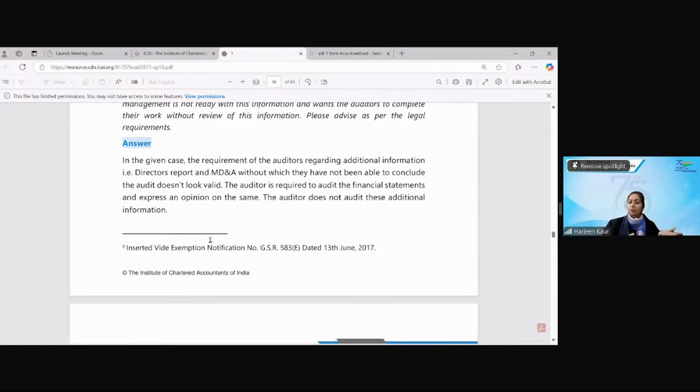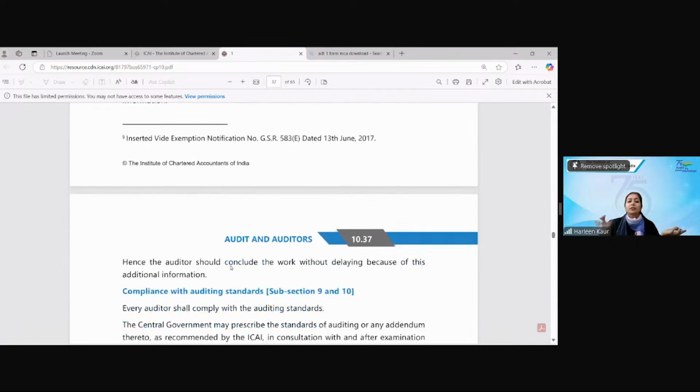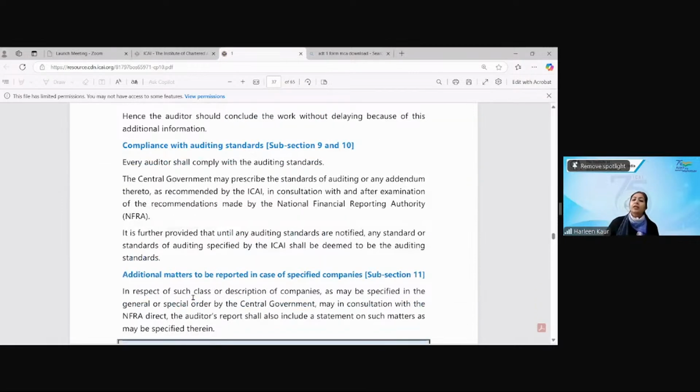Auditor's duty is to express an opinion on the financial statement. He does not audit this additional information, so he can leave this as a disclaimer in his audit report that this information was not given to me and I am not able to express my opinion on the same. So the auditor should conclude the work without delaying because of this. They can mention in the disclaimer that we were not provided this. It should not be affecting and stopping his work.